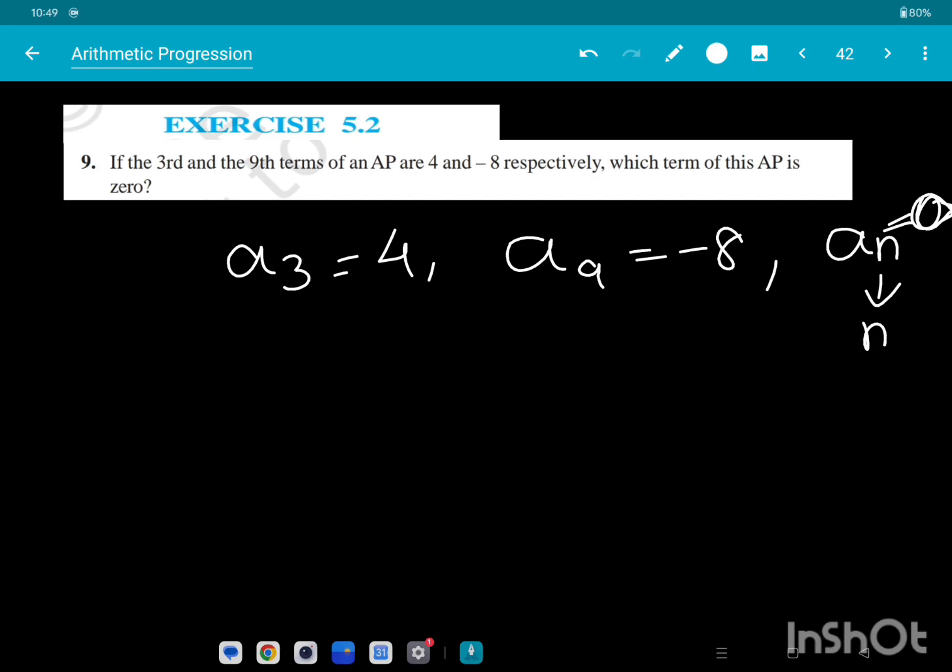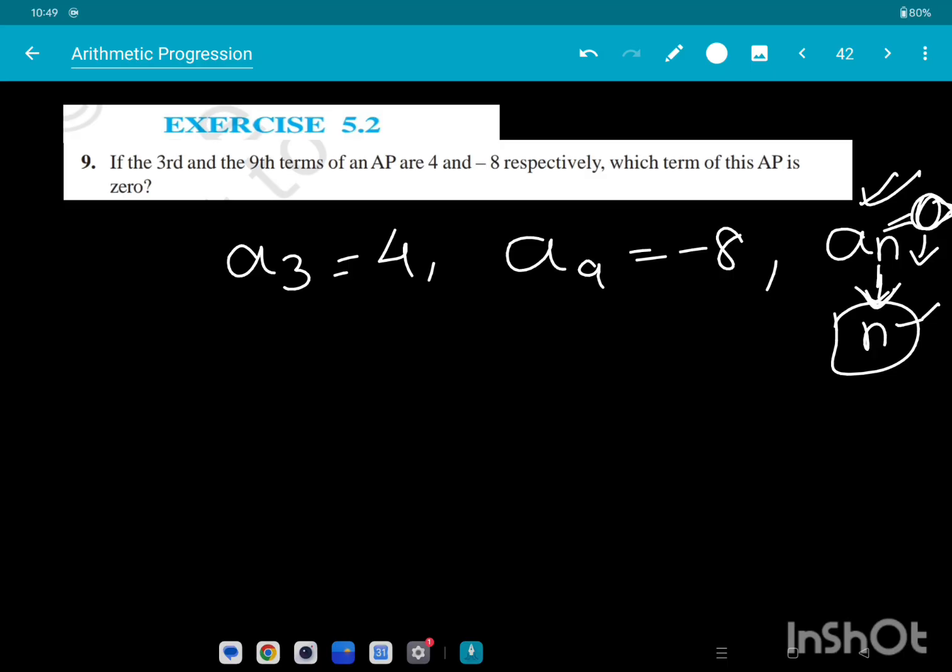Value, if it was given the value, then it is AN. If it is not given the value, it just gives the nth term, then it is N. Term means N, value means AN. So here we need to find, it was given AP is 0. 0 means here it is the value. We need to find the term which is the N value.